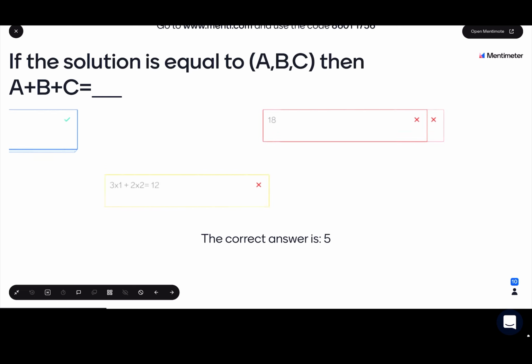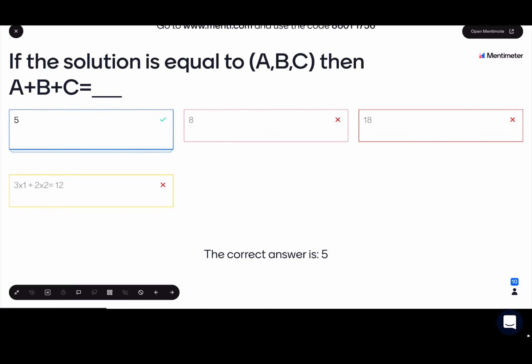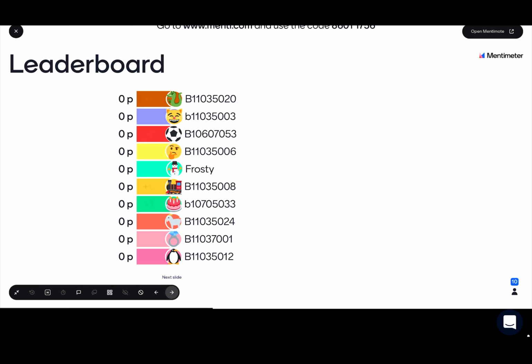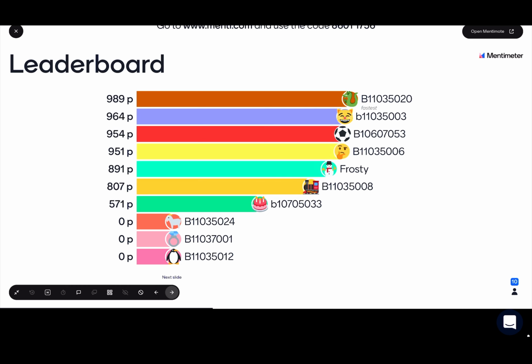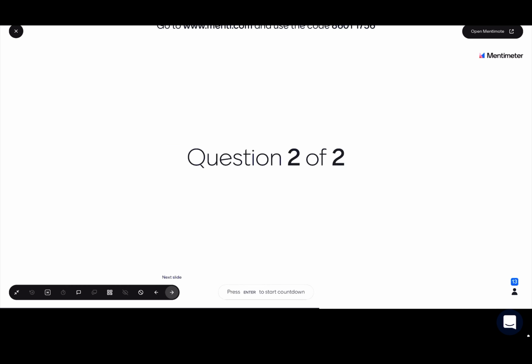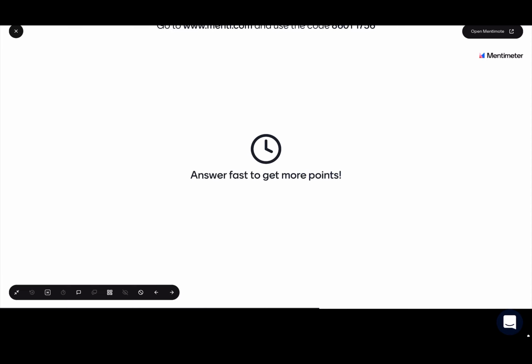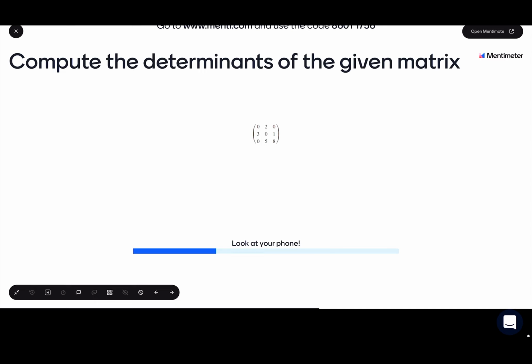Okay, good. Okay, what's the answer? Interesting answer. Okay, very good. Okay, question two. This is asking about determinants, although we haven't yet learned that in our course. But I want to know, do you still remember the determinants? 3x3 matrix.